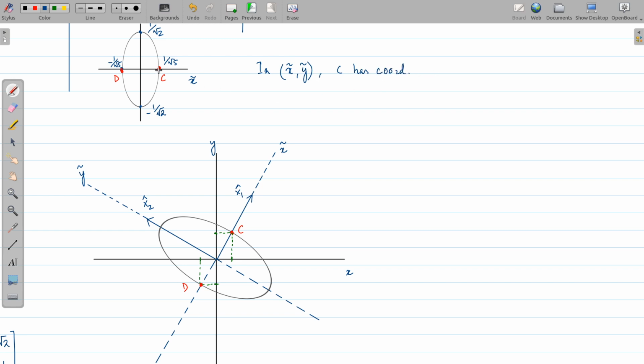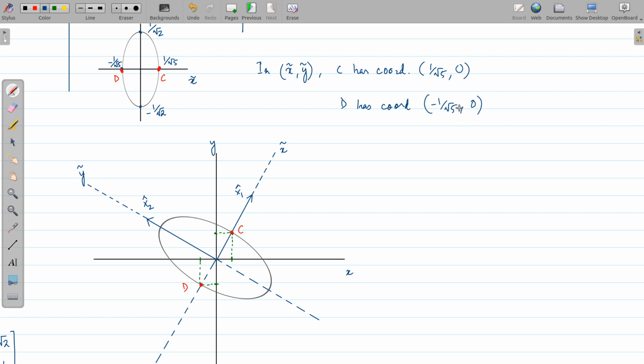What are the coordinates of point C? The value of x tilde is 1 by root 5, and the value of y tilde is 0, because at this point y tilde is 0. Similarly, D has the coordinates: the x tilde value will be 1 minus 1 by root 5, and the y tilde value is 0.